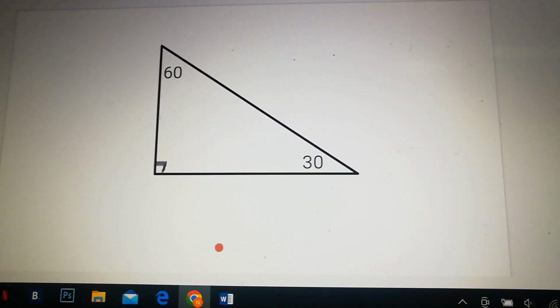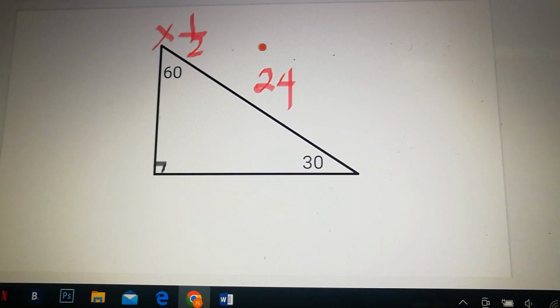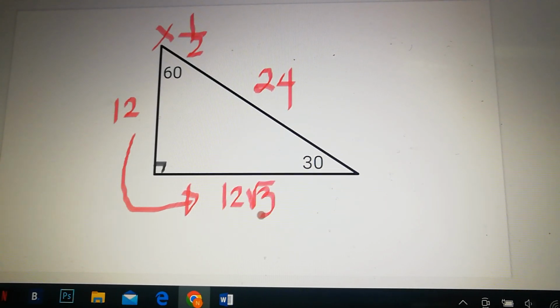Okay, example. So let's say this is equal to 24. What is the length of the shortest side? So times 1/2. What is 1/2 of 24? Equal to 12. Okay? 12. Since this is a whole number, you just multiply this by square root of 3 going to the longer leg. So your answer here is 12 square root of 3.